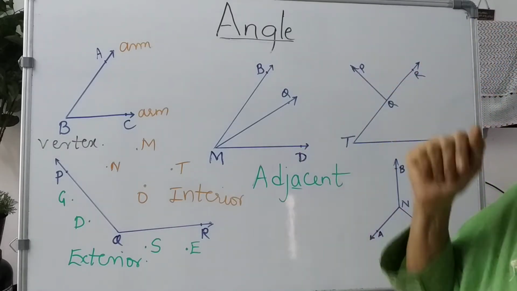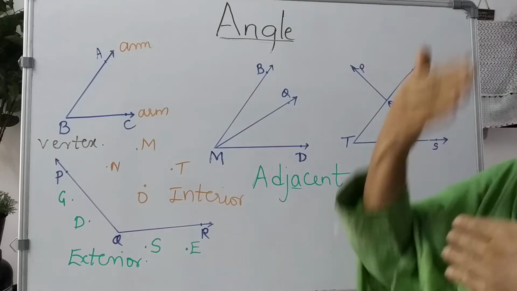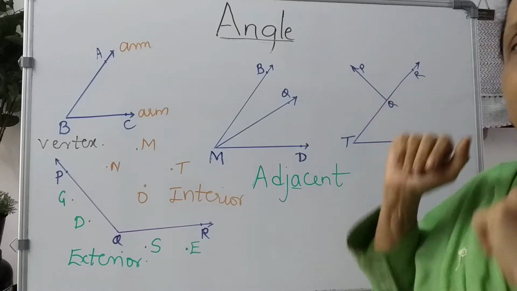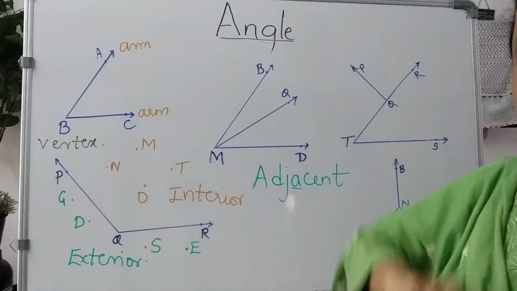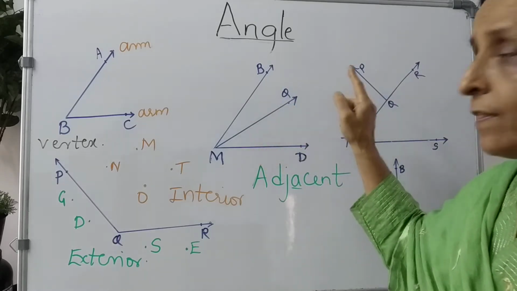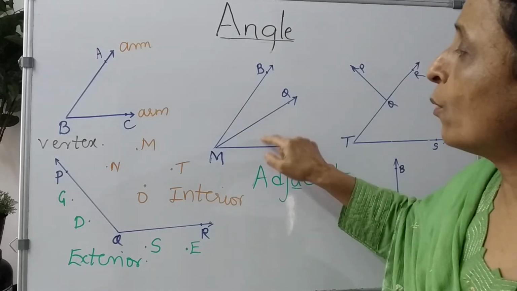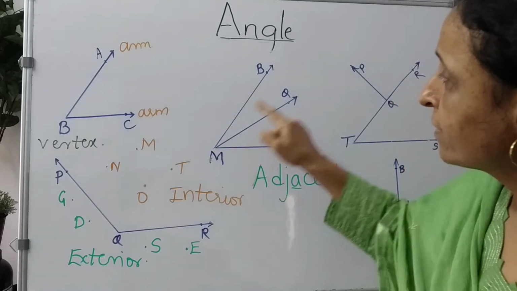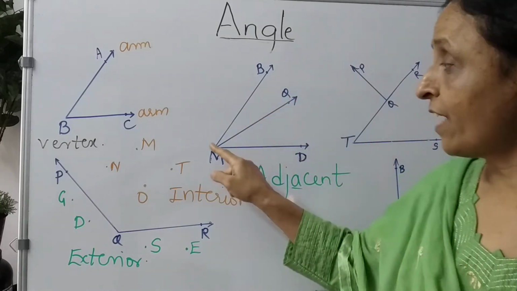Now, what is an adjacent angle? When two houses have the same wall but different doors, they are adjacent houses. In the same way, angles having the same vertex and a common arm are adjacent angles. These two angles are known as adjacent angles because they have a common vertex and a common arm. That makes them adjacent angles.